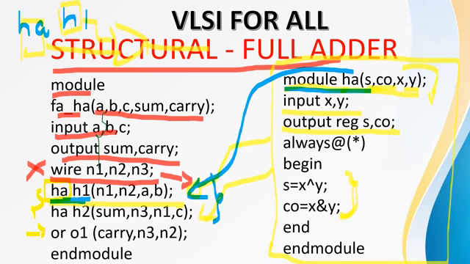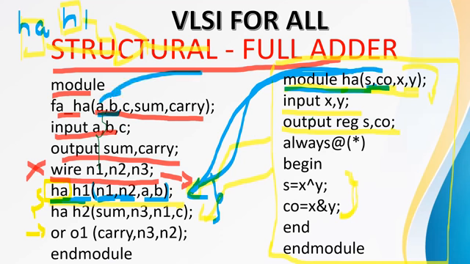What I have defined is H1. This H1 is the name of the instance. N1, N2, A, B: this N1 and N2 are the wires. A, B both are the inputs. So what I'm doing is, instead of C0 and S, this should actually match with this. If I declare X, Y as input first, then I have to declare it here as A, B. Because I'm considering A, B as the input, I have to relate these 2 inputs to X, Y.